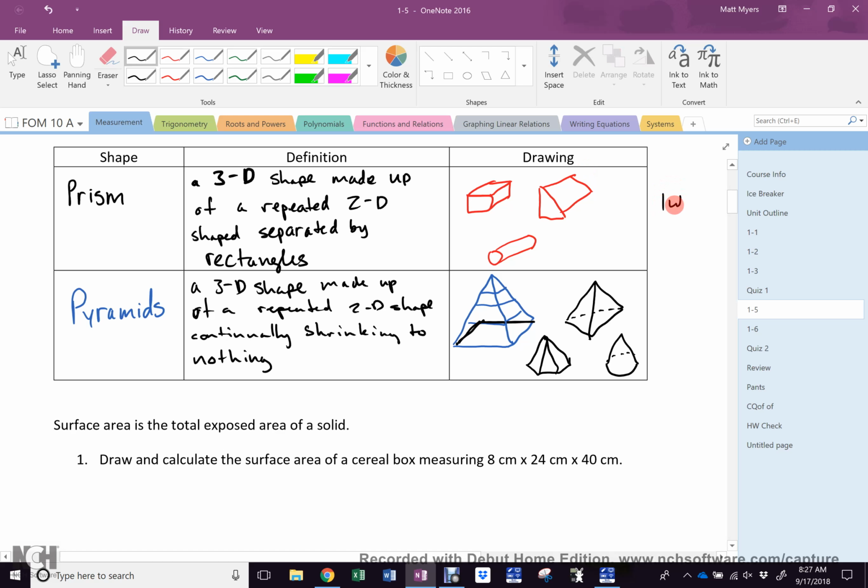All right. Now, of course, just like you learned, the area of a square or a rectangle is length times width. A triangle is base times height over 2. A circle is pi r squared. That's all you need, yes?